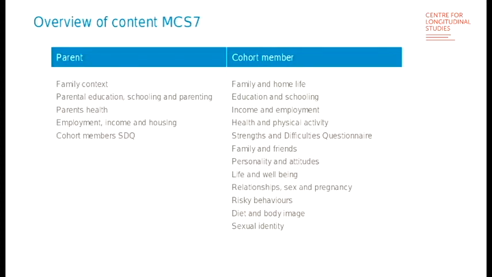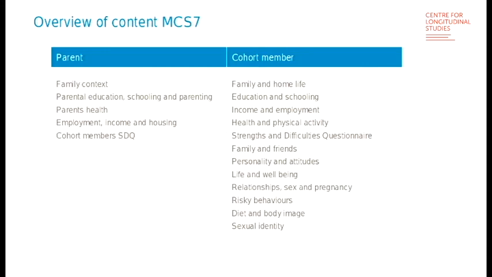The cohort member will also answer questions on family and home life, and what they're up to now. So, for example, education and schooling, if they're employed, had any employment, and their income from that. And there will also be questions relating to health and physical activity, and diet and body image, and other things like sexual identity, relationships, sex and pregnancy, and risky behaviours.